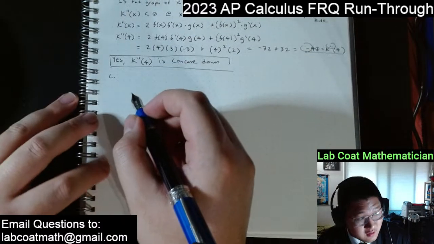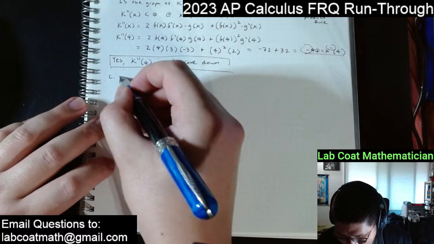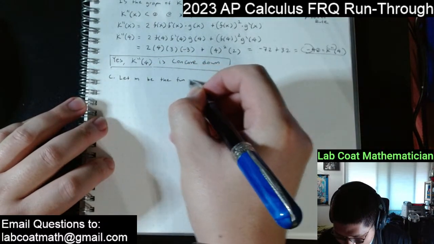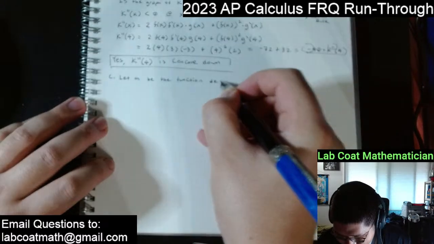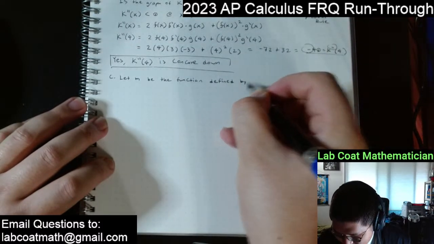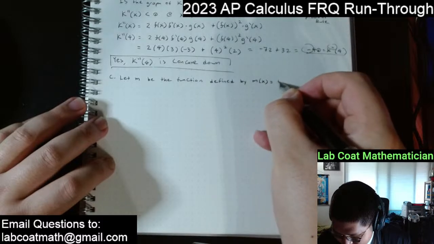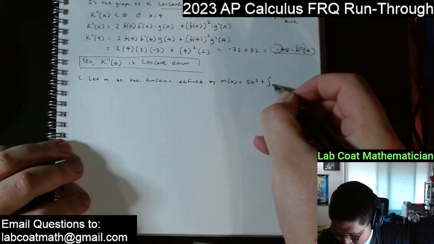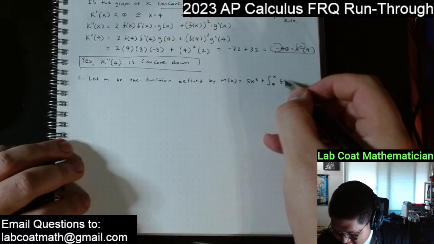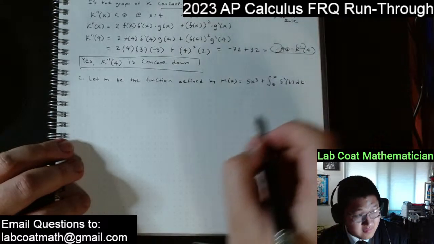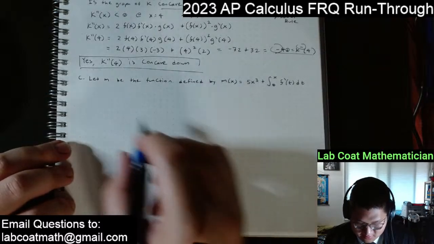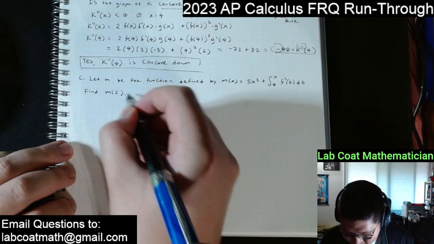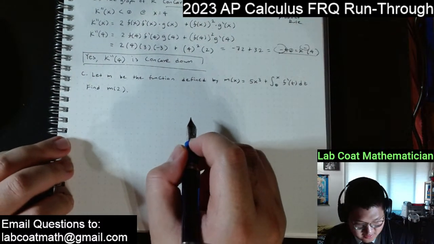Okay. Moving on to part C, it's saying that we must let m be the function defined by m of x being equal to 5x to the third, plus the integral going from 0 to x of f prime of t dt. Okay, so that's all written right there. Then it's saying that we must find m of 2 as our directive here.